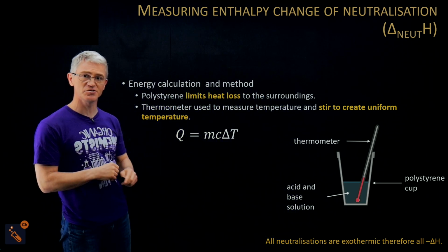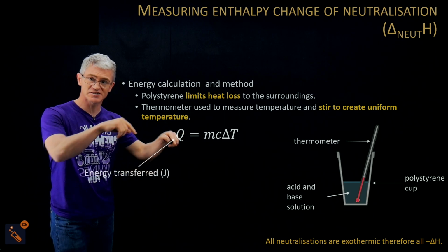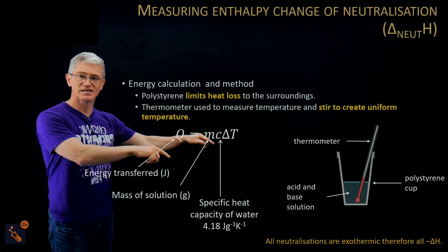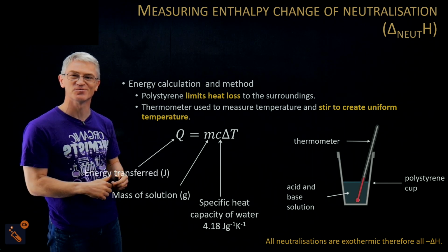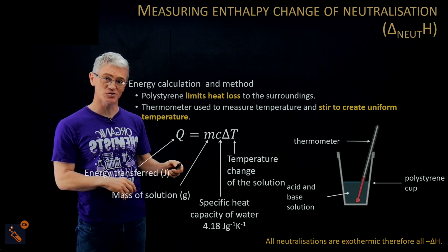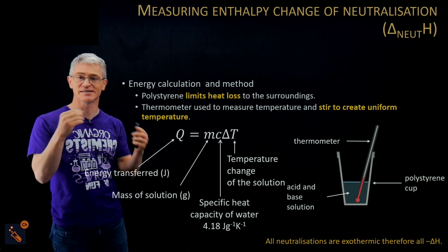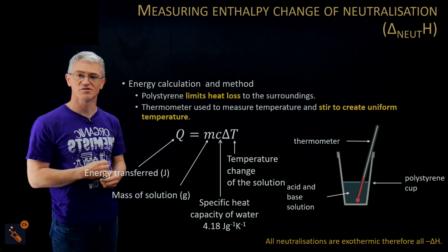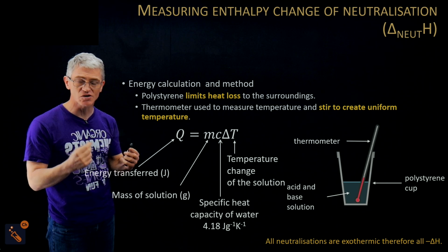Now we're going to use the equation Q equals mc delta T, which gives the energy transferred Q, which is going to be in joules, really important. Then the mass, which is going to be in grams, and then the specific heat capacity of water, which is 4.18, and then the temperature change of the solution. Really, really important that you add both solutions together, because you can add 2 solutions, an acid and an alkali, so the mass of the solution is the 2 added together, but we'll go through that when you go through the questions.